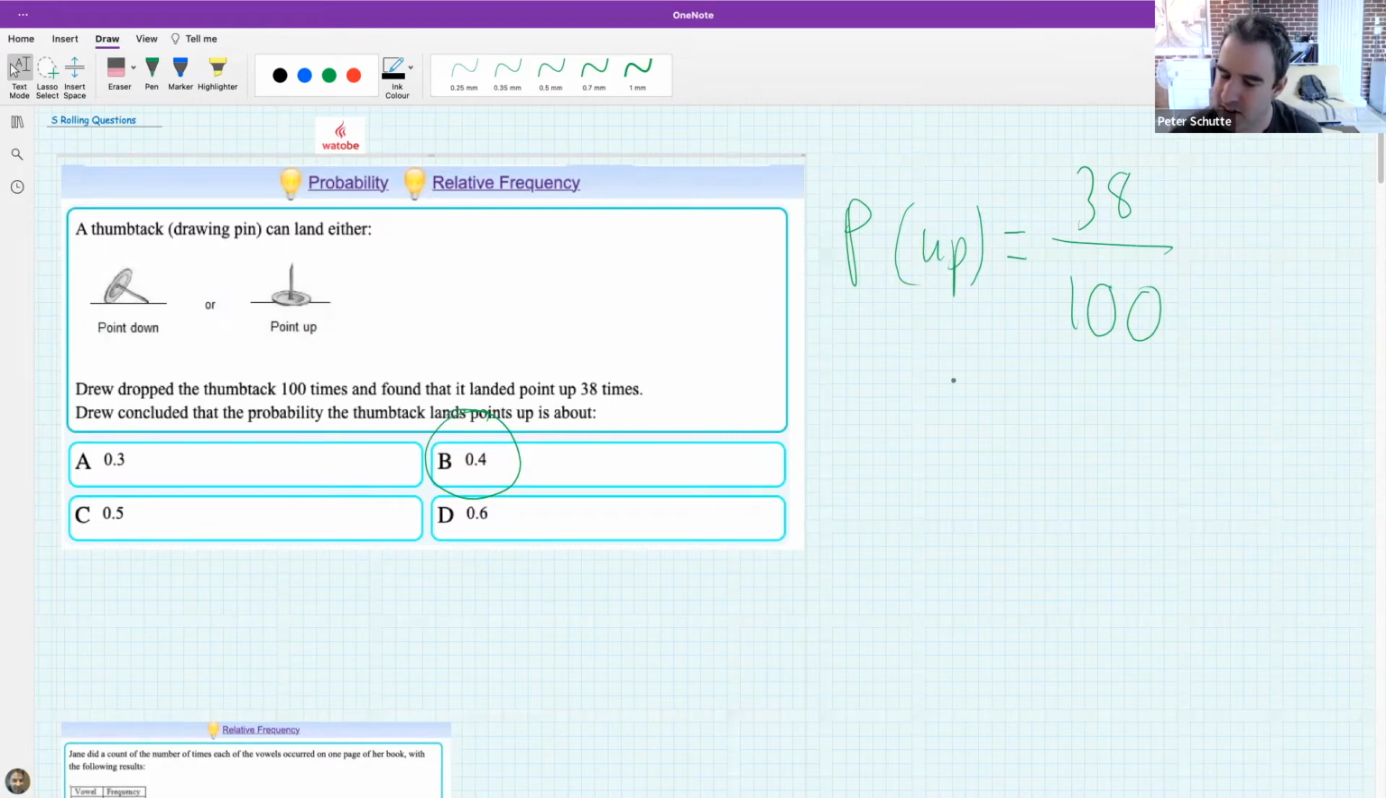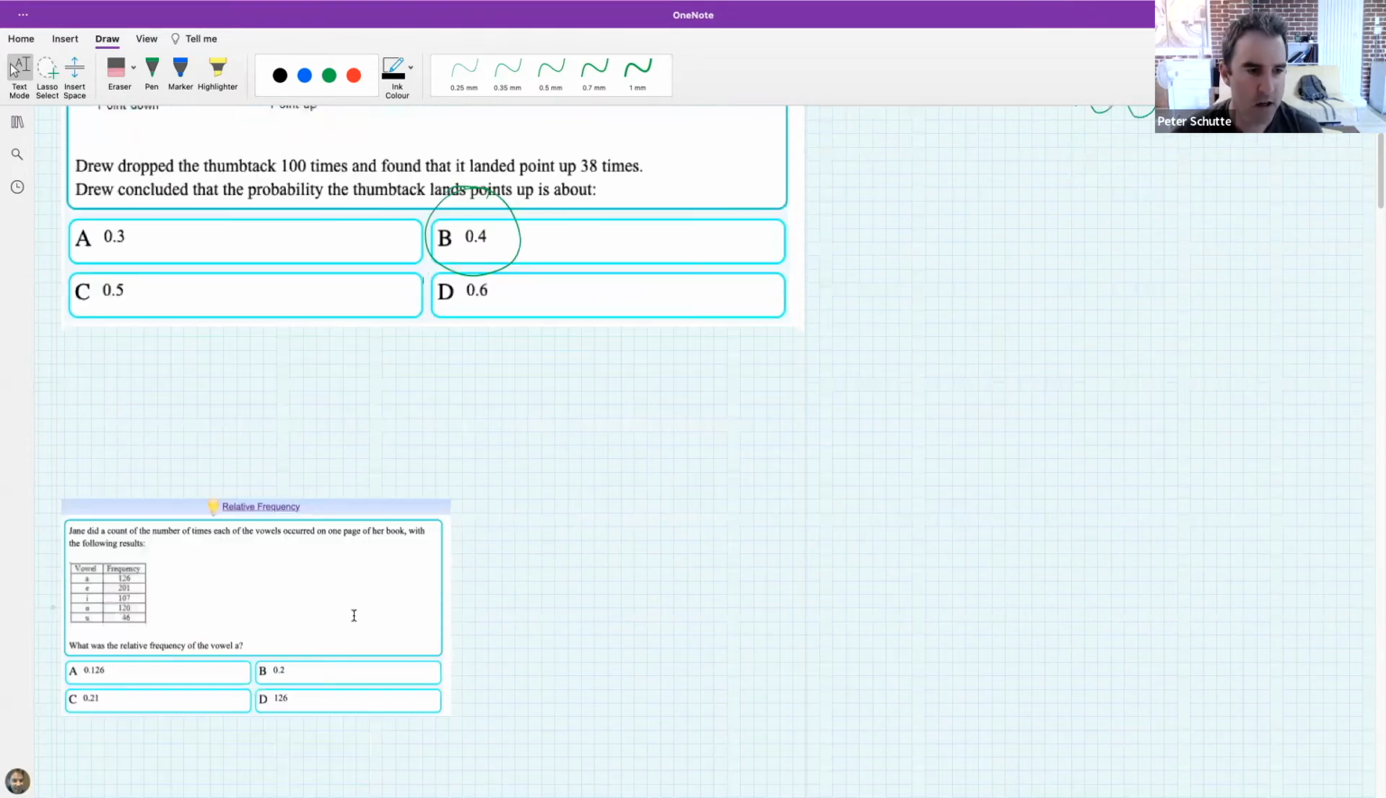Does that make sense, everyone? Give me a thumbs up if you understand the difference between real world relative frequency and theoretical probability. Okay. The one is done in the real world, the one is done theoretically. And they do get closer if the number of trials gets bigger.